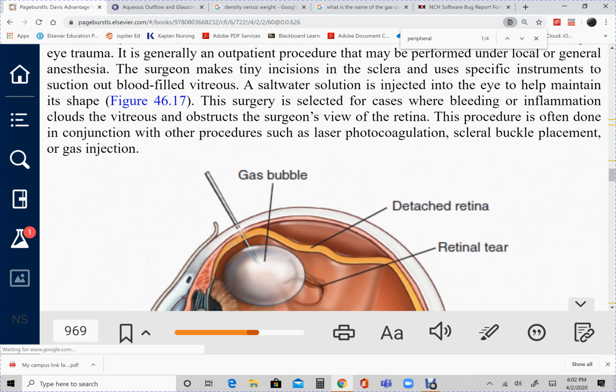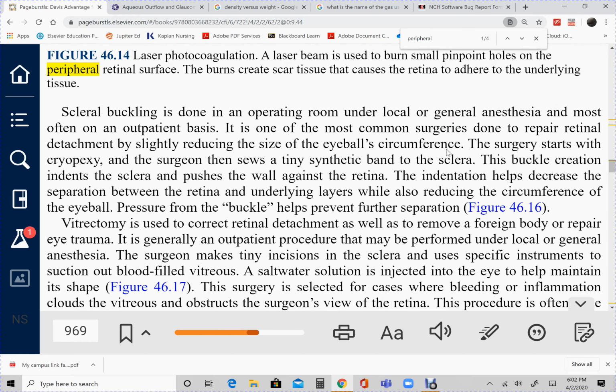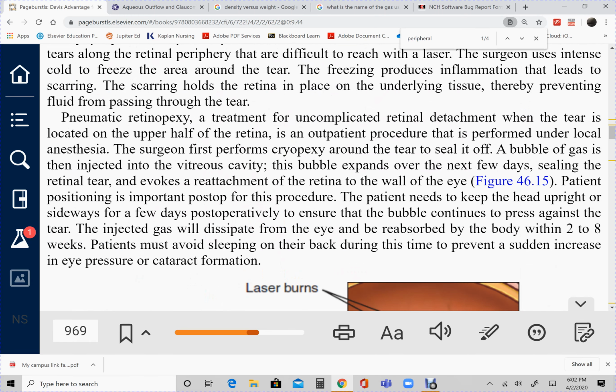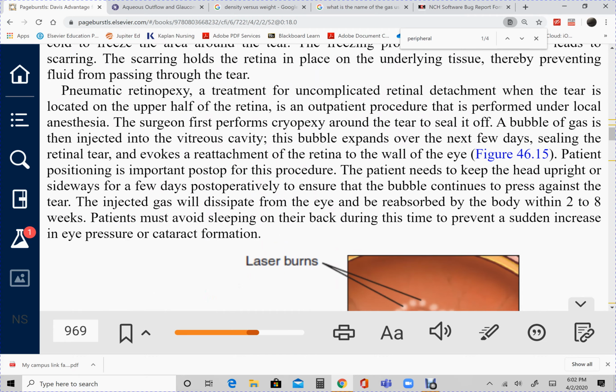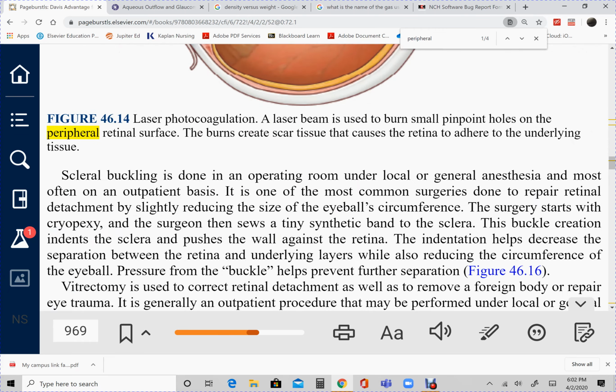I don't know if you can picture that. If the tear is more on the right side of the eyeball, for instance, that means the patient has to tilt their head toward the left, so that way the gas bubble will press against the right side, if you can imagine that. That's the most important thing if they perform this procedure. And we will not remove the gas. The gas bubble will just dissipate after 2 to 8 weeks.